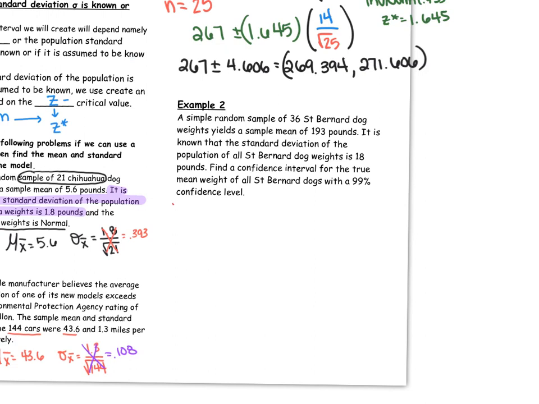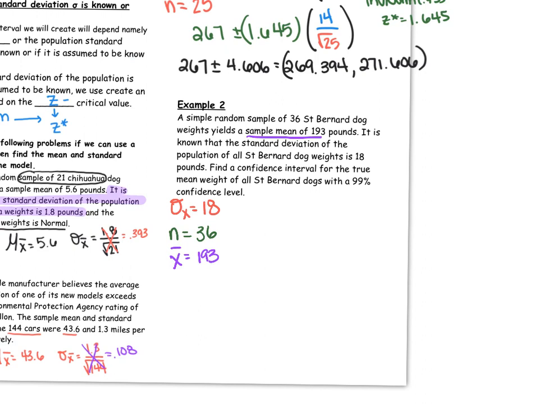So here, do we know sigma x, yes or no? Yes. What is it? 18. Do we know the sample size? Yes, 36. And 36 is bigger than what number? 30. So 36 is bigger than 30 means I can use the normal curve here. What is X bar? 193. The sample mean, they tell me the sample mean is sitting right here at 193.